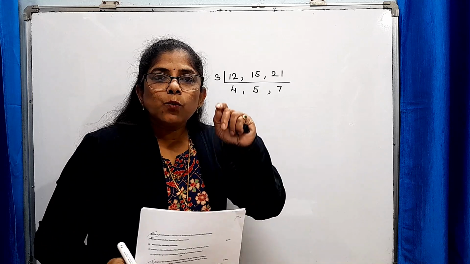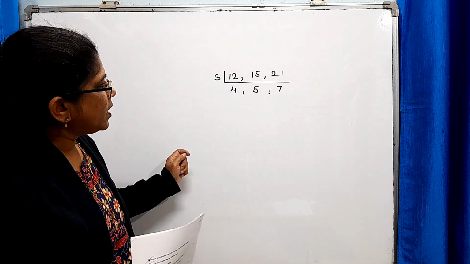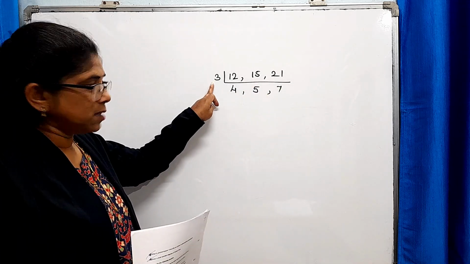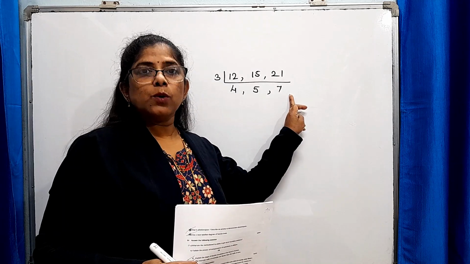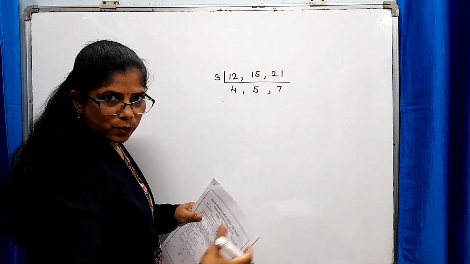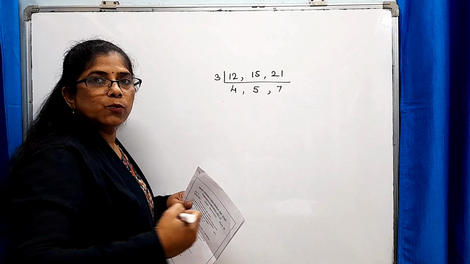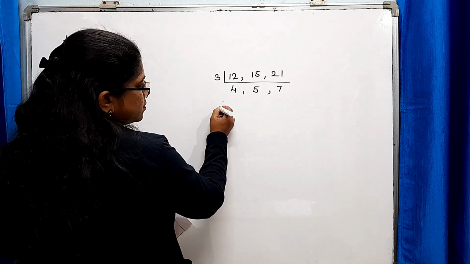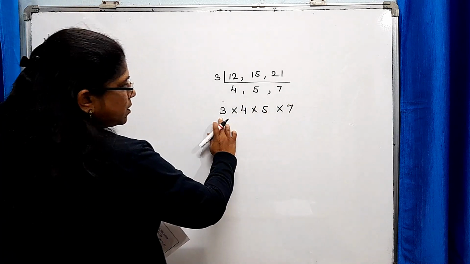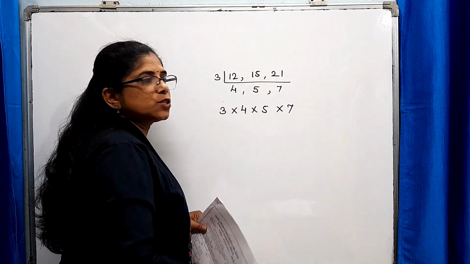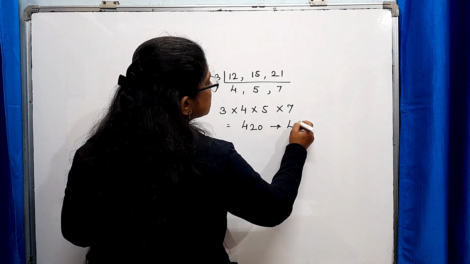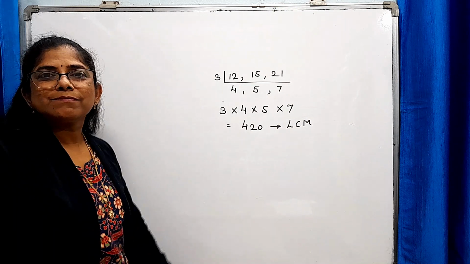Now, I would like to tell you one shortcut here. When you find that there is no common factor among these terms, straightaway multiply this number and all the available numbers. Don't waste your time writing again and solving till you get 1, 1. Not required. So here the LCM is 3 into 4 into 5 into 7. 3 4s are 12, 12 5s are 60, 60 into 7, 6 7s are 42 and a 0, so 420. So this is our LCM. That's it.